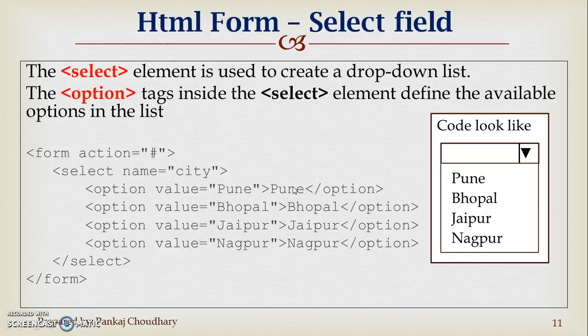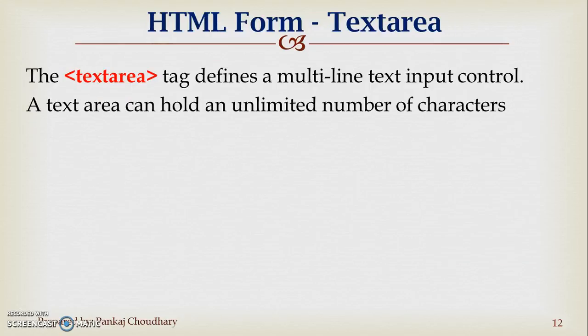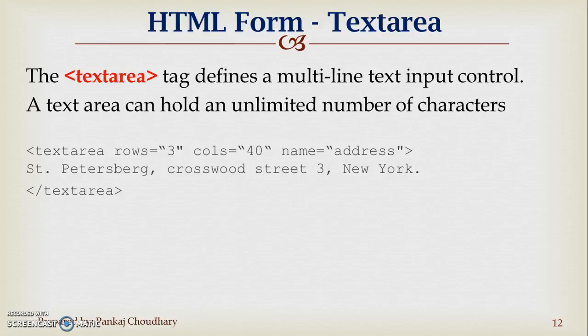The code looks like this in the browser. There is a drop-down list with options Pune, Bhopal, Jaipur and Nagpur. Another form element is the textarea tag. It defines a multi-line text input control. A textarea can hold an unlimited number of characters.